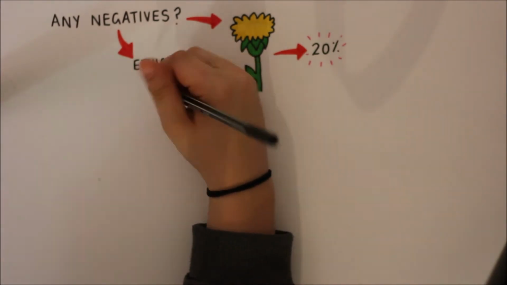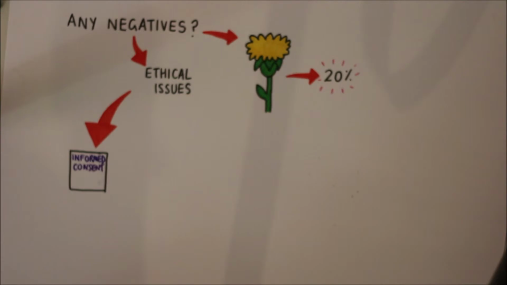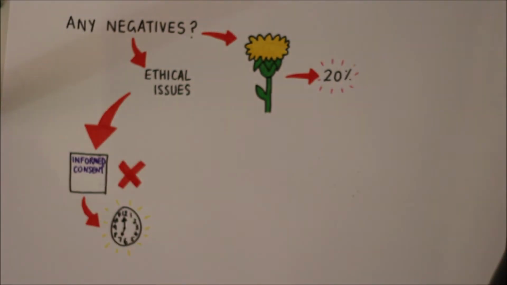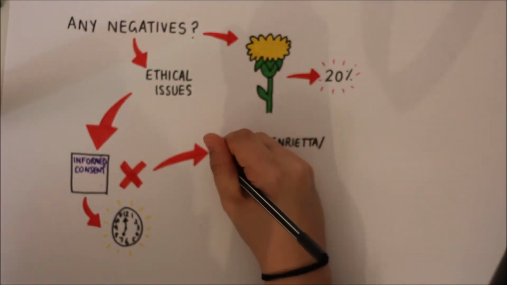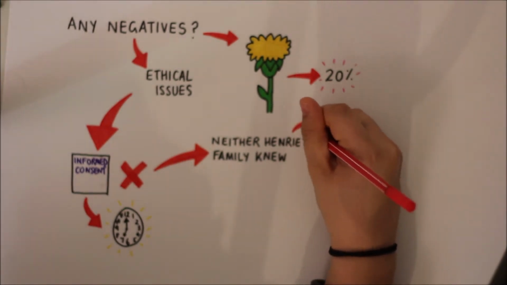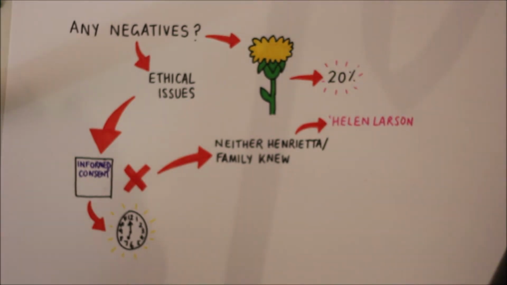Also, there are serious ethical issues related to their discovery. This links back to the lack of informed consent. However, it's important to note that this was not unusual at the time, as it wasn't required. However, neither Henrietta nor her family knew that her cells were being used in this way, and initially when papers were published, the credit was going to an unknown identity of Helen Larson.